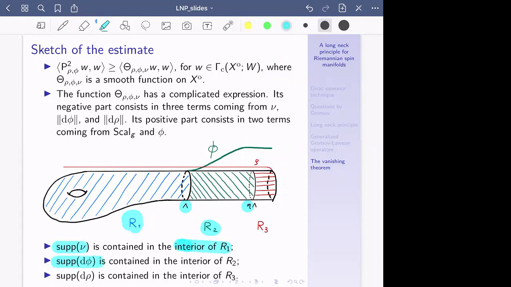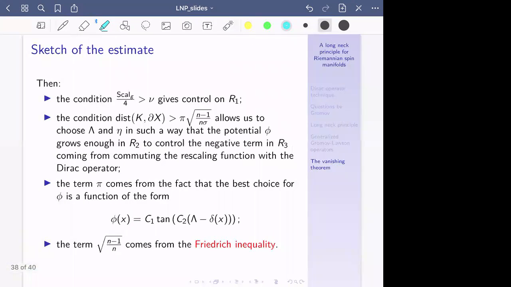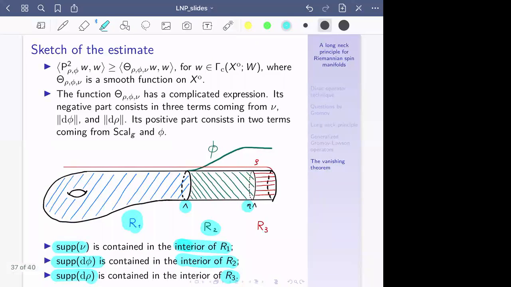So the support of phi is contained in the interior of R2, and the support of d rho is contained in the interior of R3. So now the statement here is the following one. The condition that the scalar curvature is greater than nu gives you control on the region R1. The reason is that on R1, phi is zero and rho is constant.